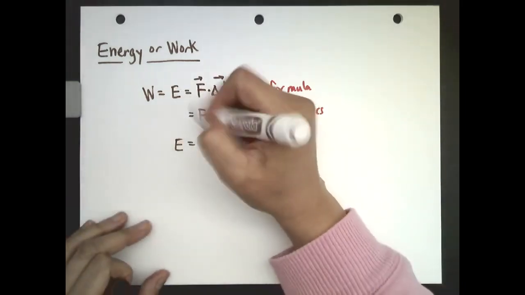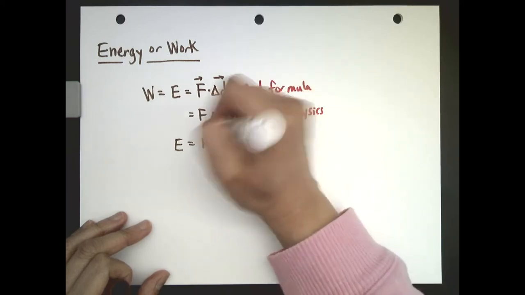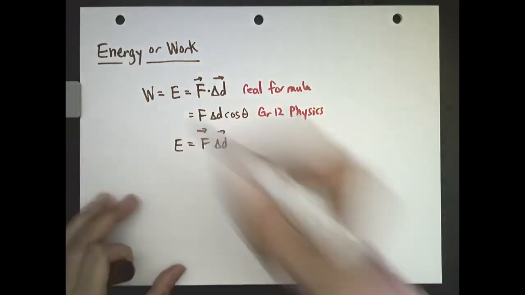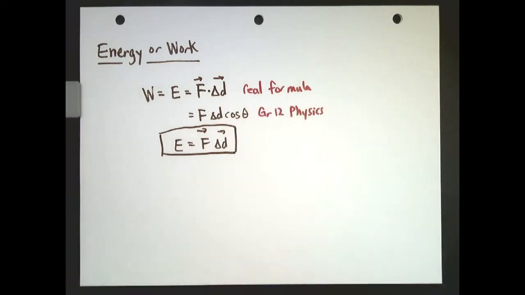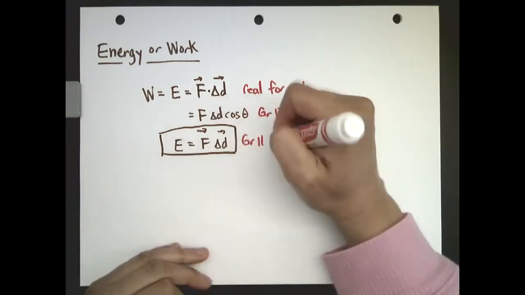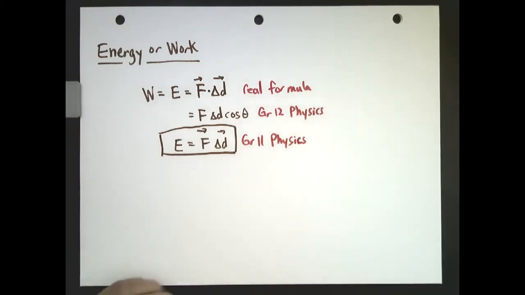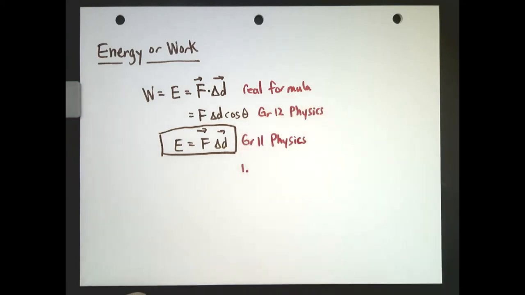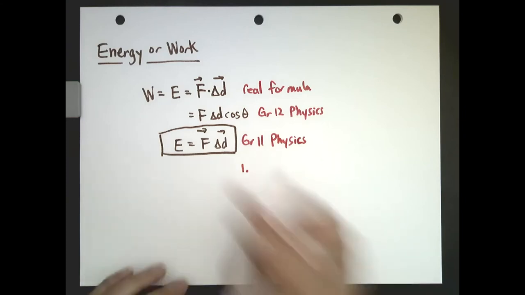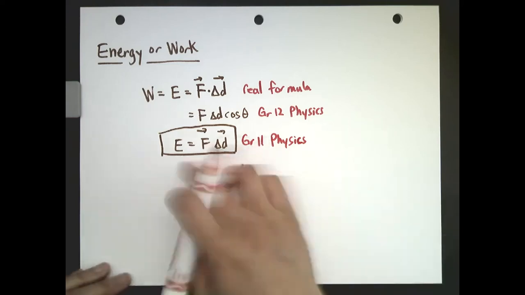E is equal to F, the force, any force, times the displacement, all right? It's a regular multiplication, but there are some conditions attached to it. So this is your grade 11 physics formula, and here are the conditions. You have to make sure that the force and the displacement are parallel to each other. That's the only condition for this to work.